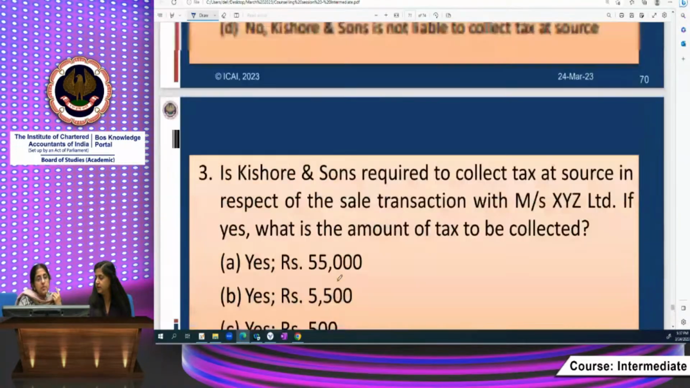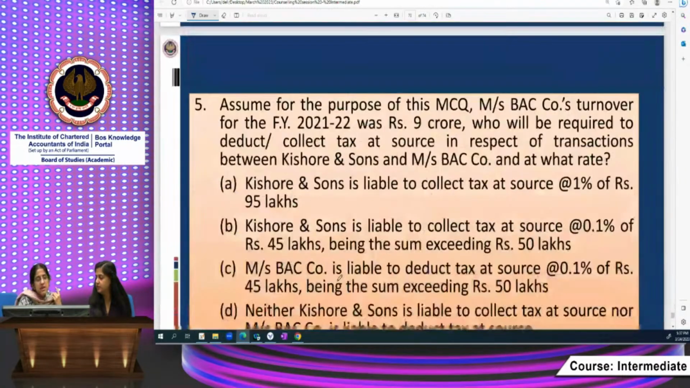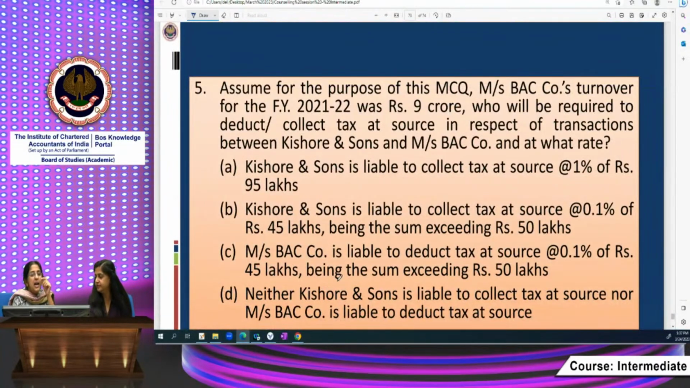Now we come to the third question, the fifth MCQ, which is also related. Assume for the purpose of this MCQ, BAC's turnover for the financial year 21-22. BAC is the buyer. His turnover we had given as 11 crore, so we had applied the 194Q provision. Suppose the turnover was only 9 crore.